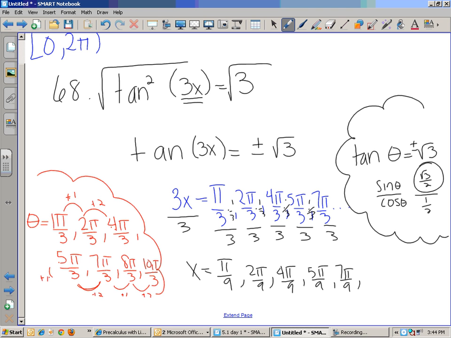And now I'm going to keep following the pattern. Remember, plus 1, plus 2, plus 1, plus 2. I better stop before I get to 18 pi over 9, because that would be my 2 pi. So stop before you get here. And so now I'm just going to keep going with my pattern. So remember, plus 1, plus 2, plus 1, plus 2, plus 1, plus 2, plus 1, plus 2, plus 1, plus 2, plus 1. And stop!